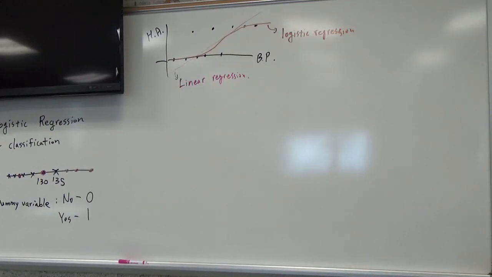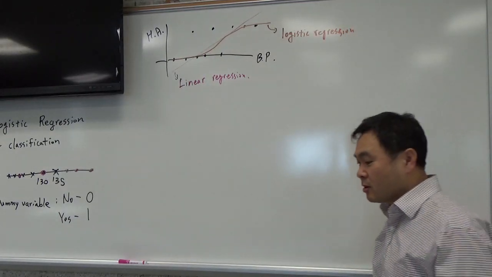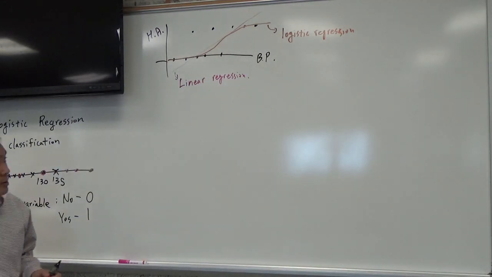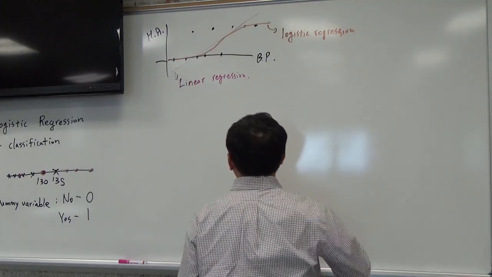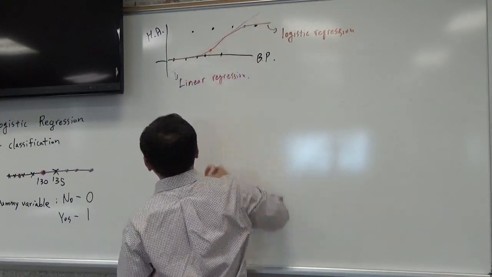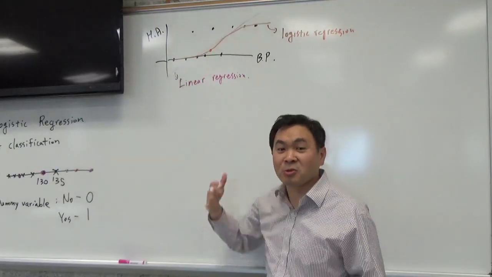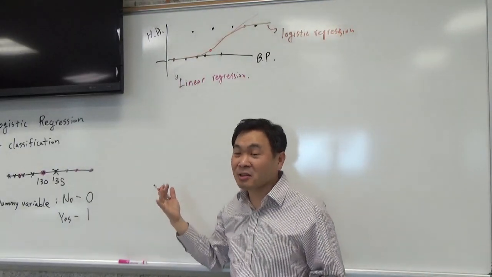This logistic regression will have an added meaning, meaning that each value represents the probability that you're going to have a heart attack. Okay? So it kind of makes sense, right?